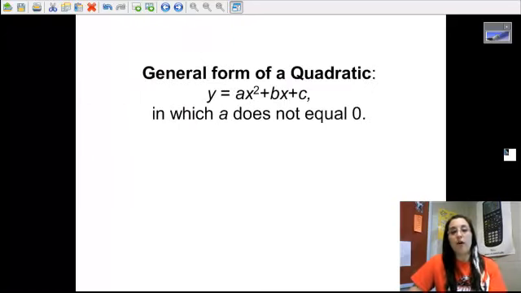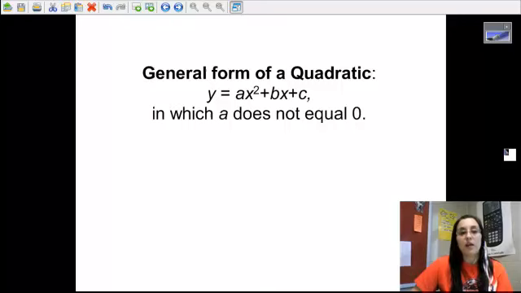The general form for a quadratic equation, which we're going to have to teach you how to write, is y equals ax squared plus bx plus c, where a does not equal 0. This is just like how we always write linear equations in y equals mx plus b; we're going to always write quadratics in the form ax squared plus bx plus c. And of course a cannot equal 0, because then the x squared term would disappear and we would just have bx plus c, which would be a linear equation.